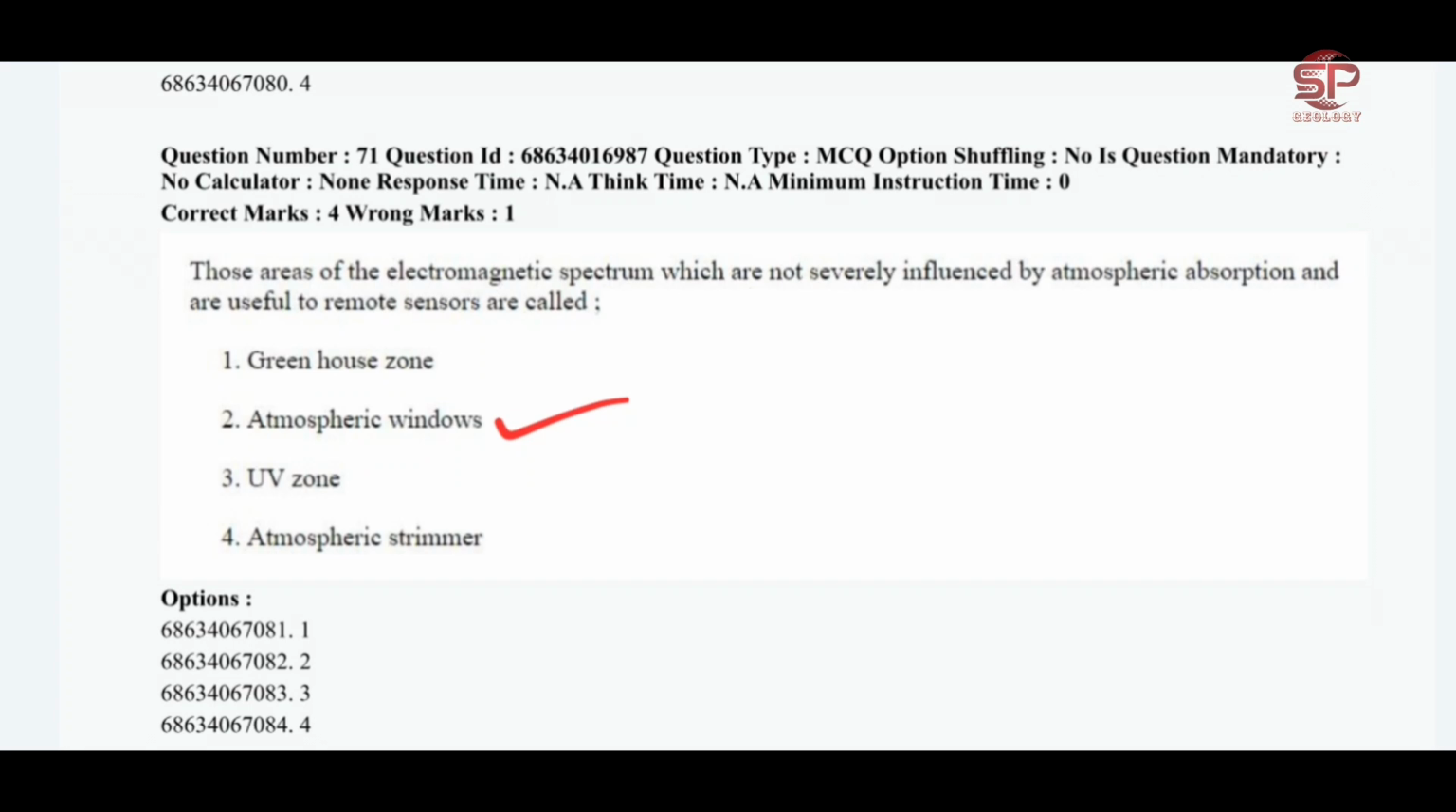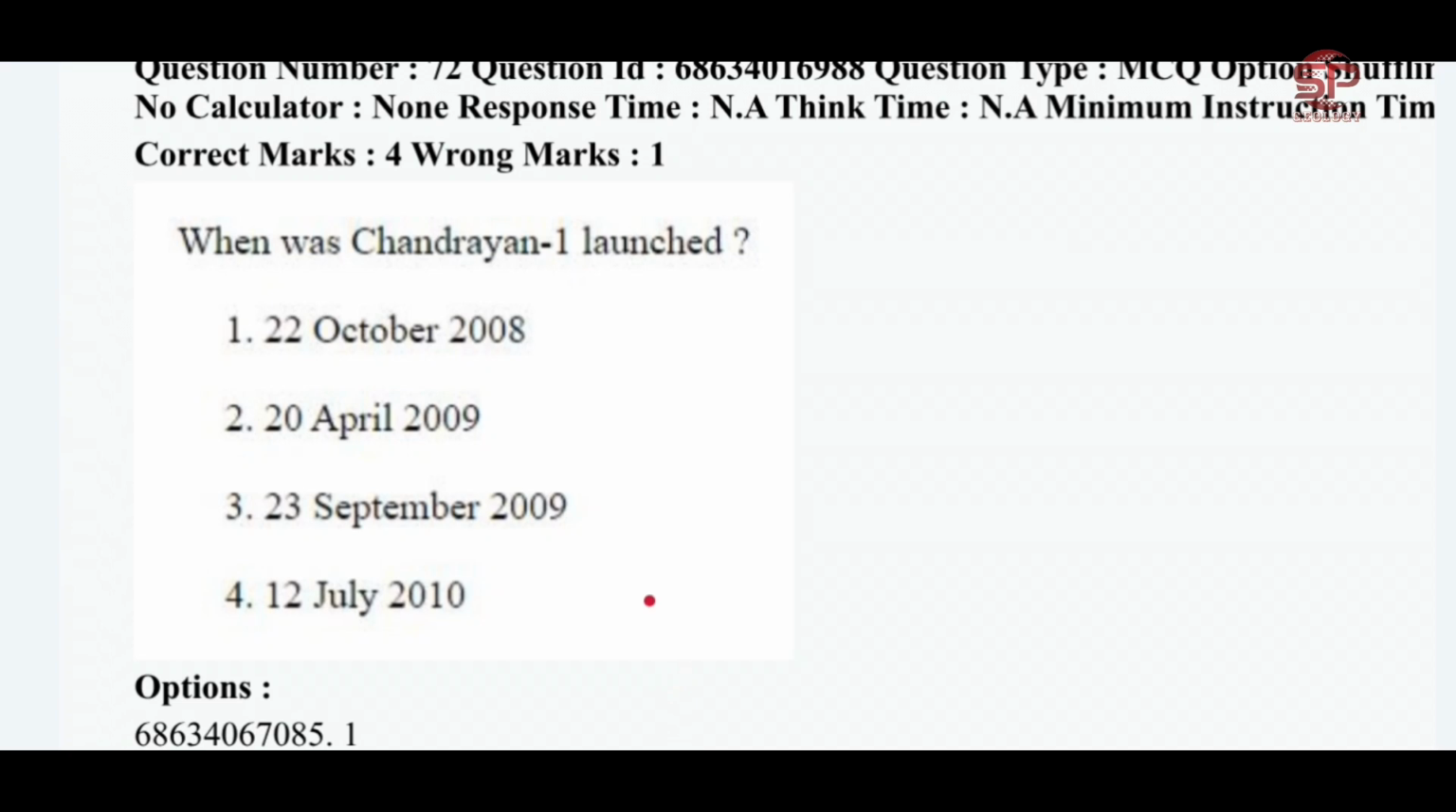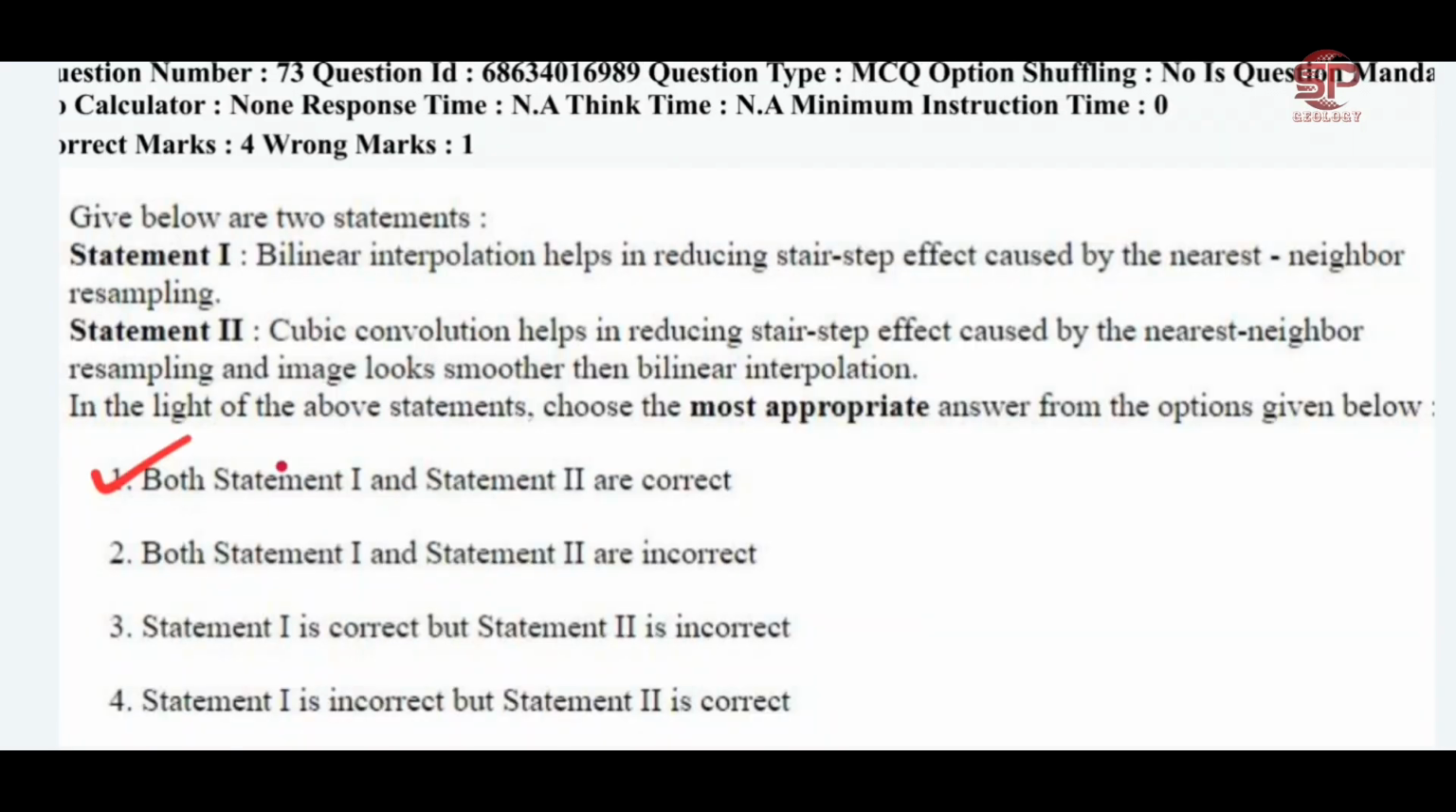So the answer will be atmospheric window. Chandrayaan-1 was launched on 22 October 2008. These are the parts you will find in the image processing system, image rectification, remote sensing.